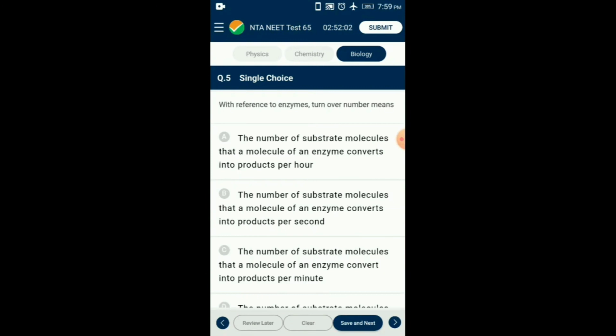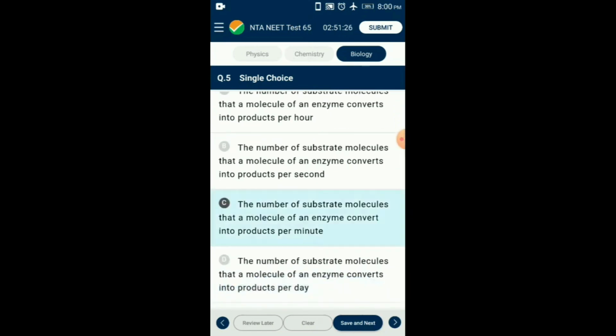Question number 5. With reference to enzymes, turnover number means the number of substrate molecules changed per minute by a molecule of enzyme. The higher the turnover number, the more efficient an enzyme is. It depends upon the number of active sites present on an enzyme, precise collisions between reactants, and the rate of removal of end products. So the answer for this question is option C: the number of substrate molecules that a molecule of an enzyme converts into products per minute.